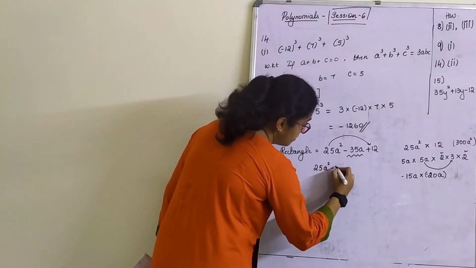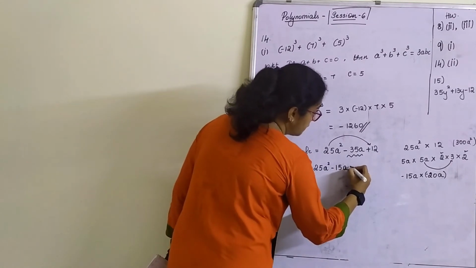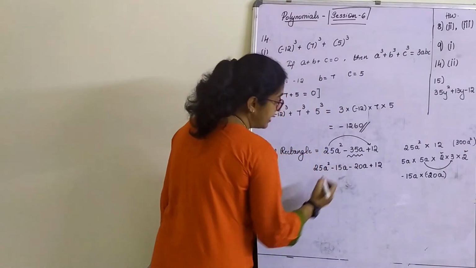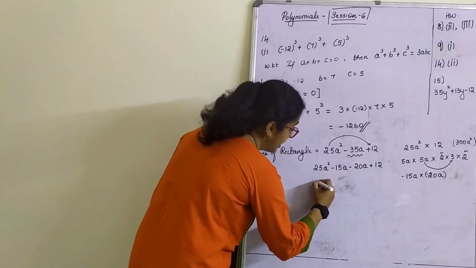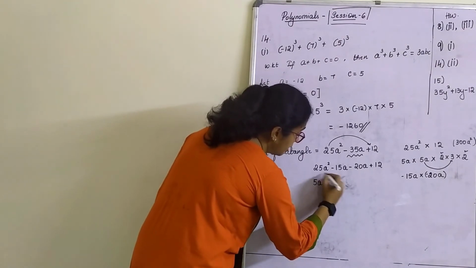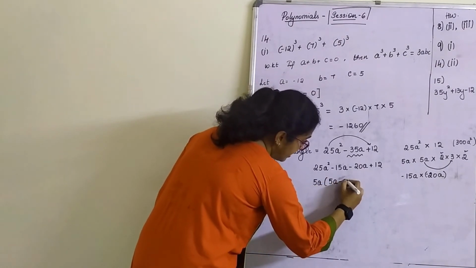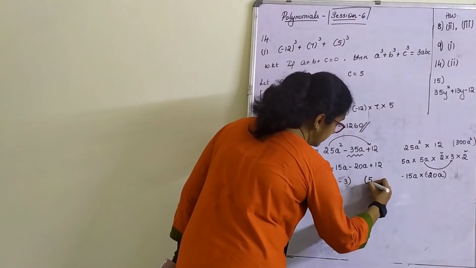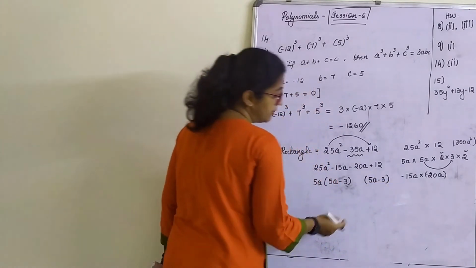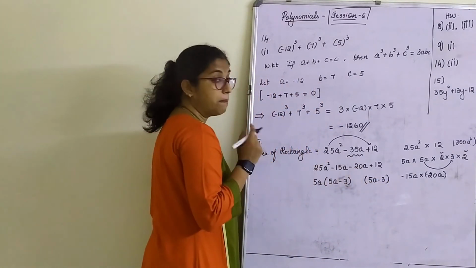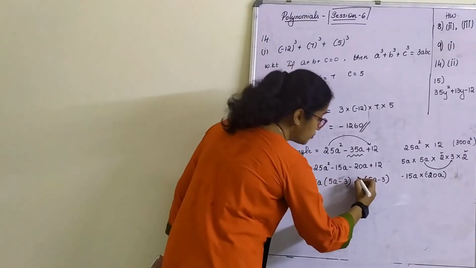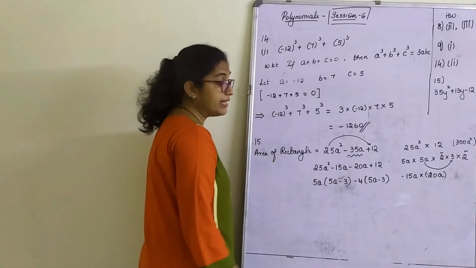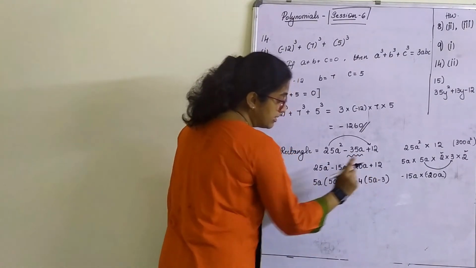25a square minus 15a minus 20a plus 12. 25 and 15, what is common? 5 is common. 5a, 5 5s are 25, 5 3s are 15. Now we know whatever is in the bracket, it has to be repeated again. 5a minus 3 again. 5 into what will give you minus 20a? 5 4s is 20. You want minus 20. So minus 4 into 5a is minus 20a. Minus 4 into minus 3 is plus 12.